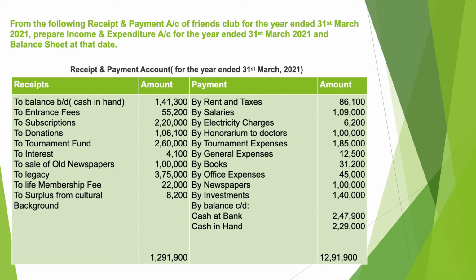Then the next item is subscription. Total subscription received is 2,20,000. Additional information of subscription is given that subscription in arrear on 1st April 2020 was 6,000. So the previous year's outstanding subscription was 6,000 and the current year's outstanding subscription is 7,000. How are you going to deal with it? The outstanding subscription of previous year, that is 6,000, will be deducted from 2,20,000, and the current year subscription which is outstanding, 7,000, will be added in the income and expenditure account.